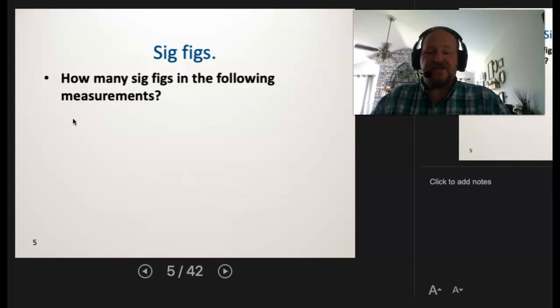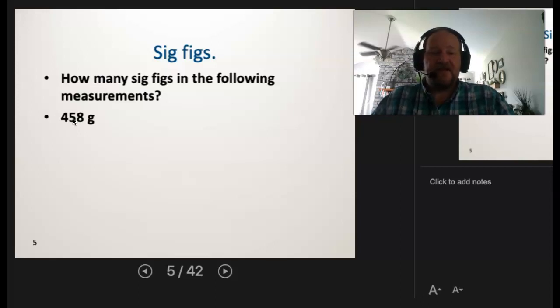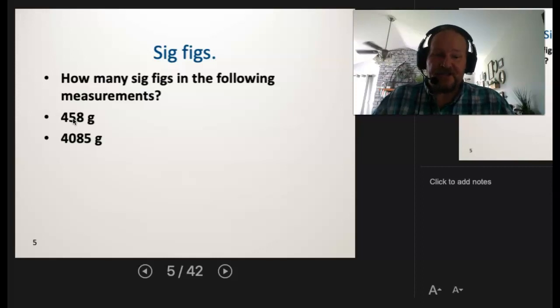Now, what I'm going to ask you to do is tell me how many significant figures are in each of these measurements. So for instance, if I say there's 458 grams, how many sig figs? Correct. There would be three significant figures. Right, there's no zeros, so we don't have to worry about it. How about 4,085? Well, now we have a zero. So is that zero significant or is it not? Well, if we think about our rules, we can see that it's pinched in between two numbers that are not zeros, which are significant. Therefore, that zero is also significant. And so we have four significant figures here.